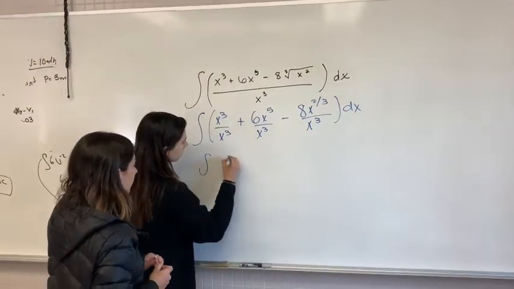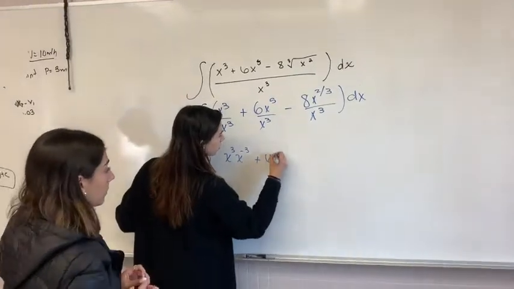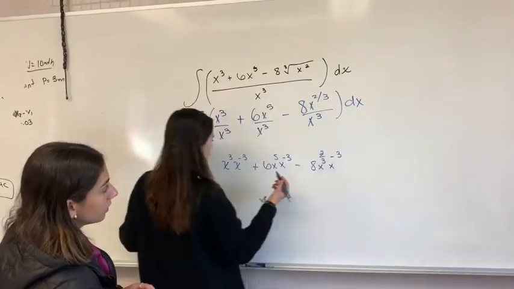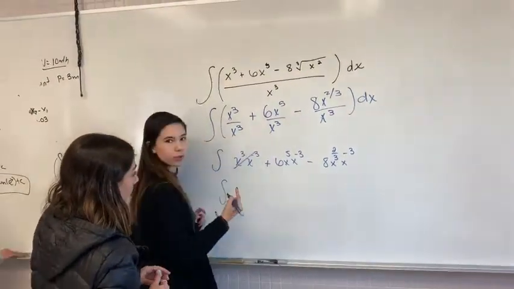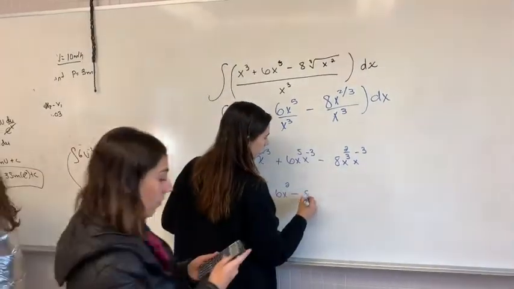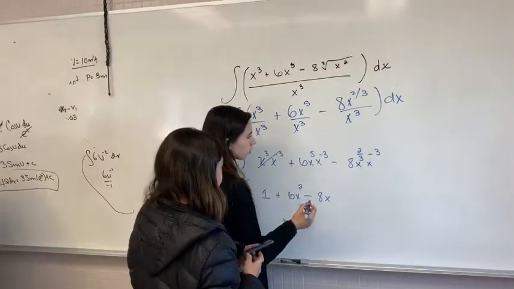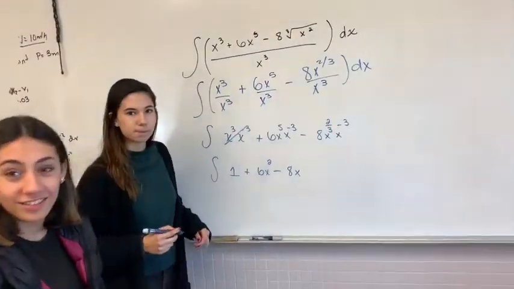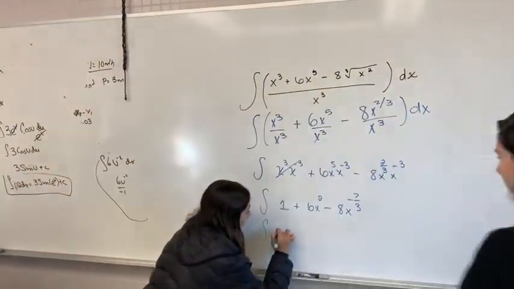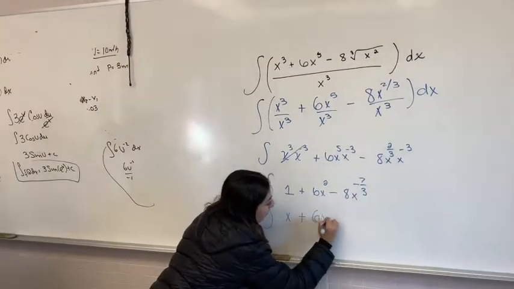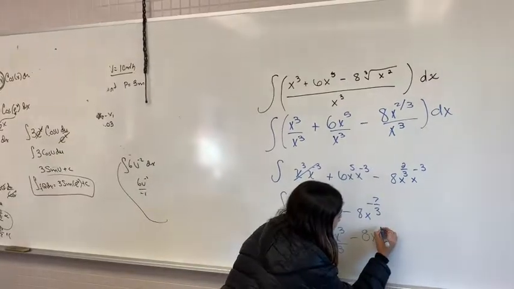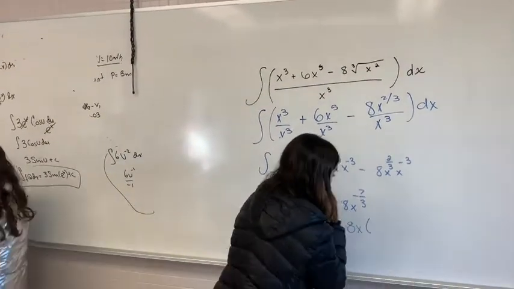Then the next step is to pass the variables in the denominator into the numerator as a negative exponent. Then we simplify the exponents of the variables, in this case, the exponent of the x's. After we simplify, now we have to integrate with the formula, that is the exponent of x plus 1 over the exponent plus 1.